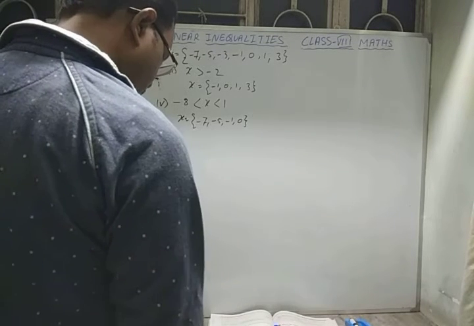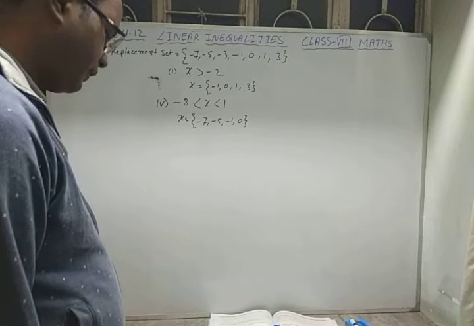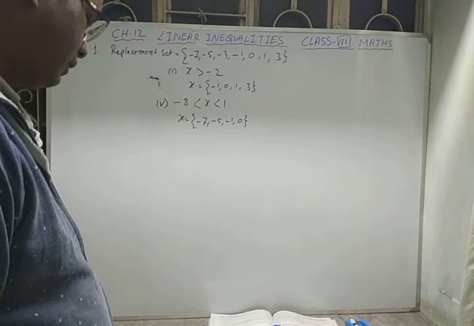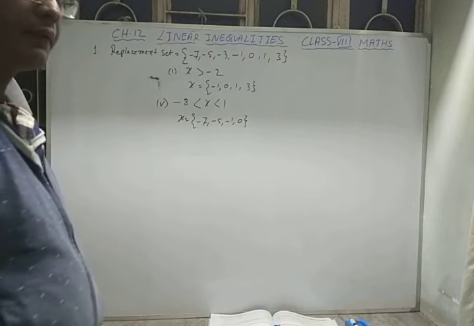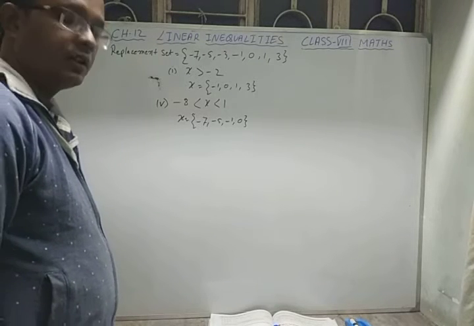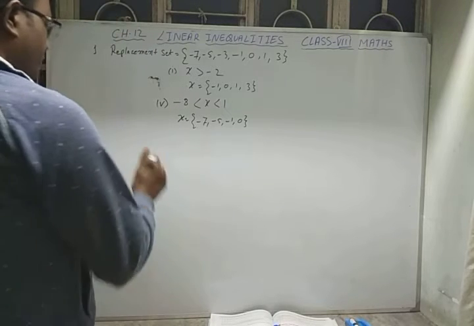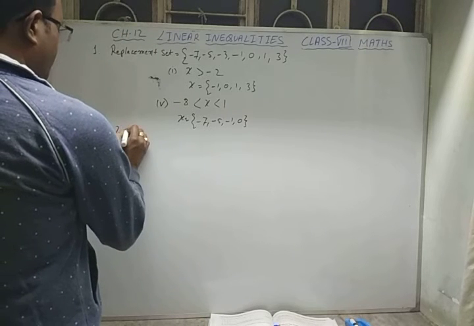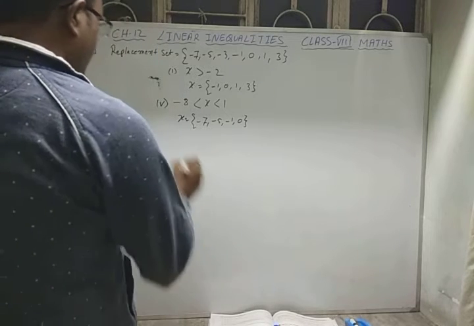Second, question number 2. Represent the solution of the following set of inequalities graphically. You have to represent this by graphical representation, which means you have to show the value of x on the number line. First, question number 2, part 1: the question given is x is less than or equal to 4.